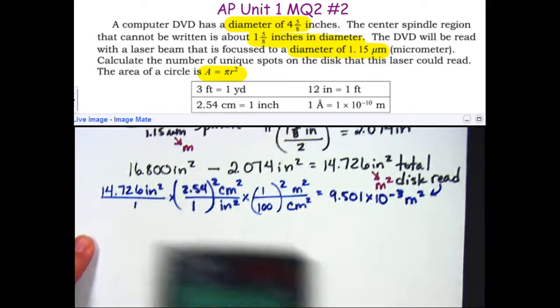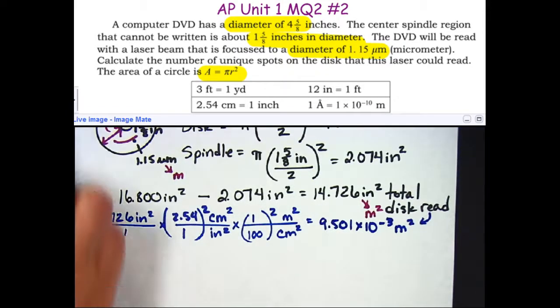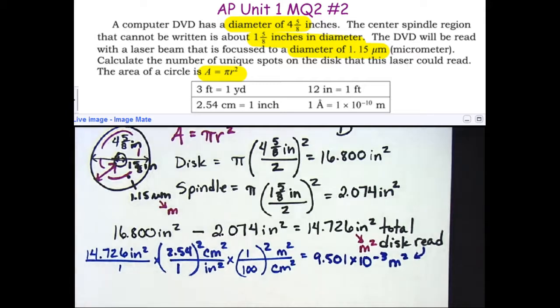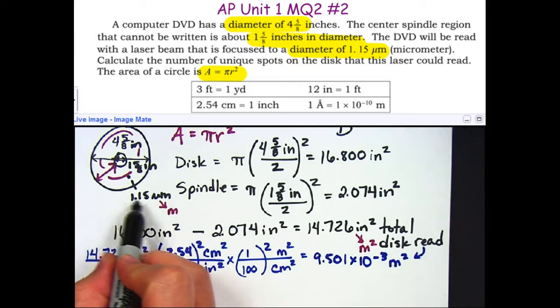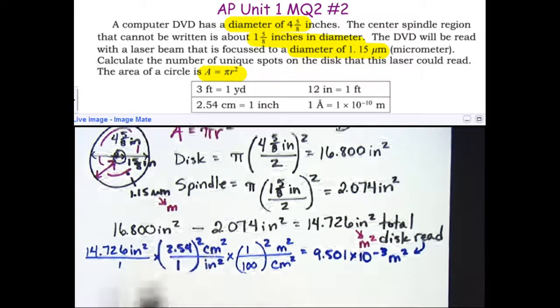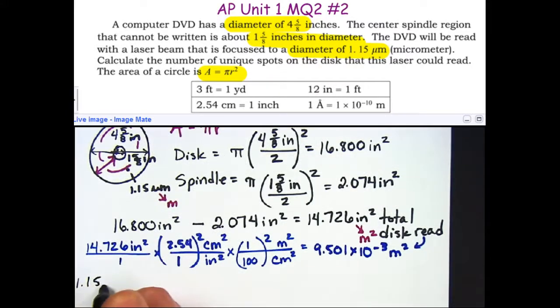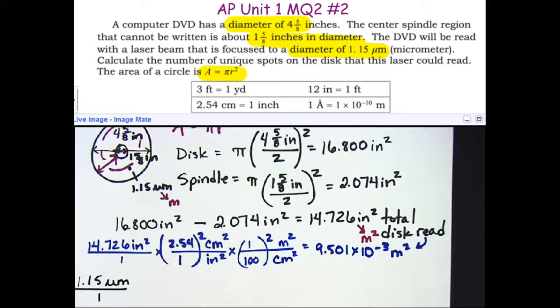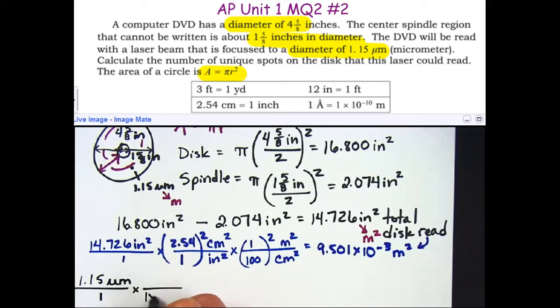Now, we'll go ahead and find the area of the laser that we're using. So now, I'm going to take this 1.15 micrometers. Let's go ahead and change that into meters. 1.15 micrometers over 1. 1 times 10 to the 6 micrometers is equal to 1 meter. And so that'll give us 1.15 times 10 to the negative 6 meters. And that's going to be the diameter of the laser.